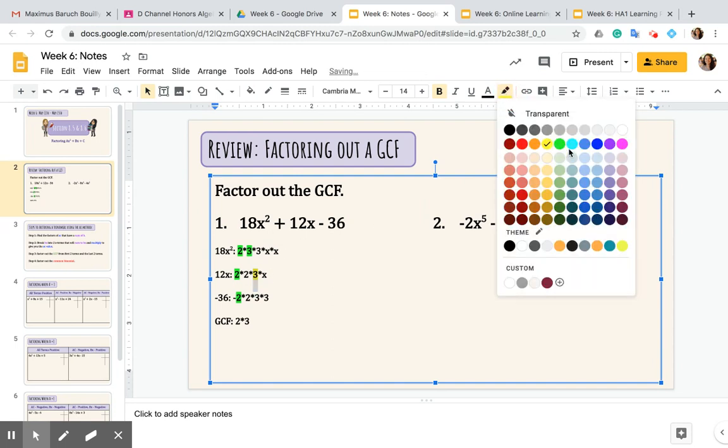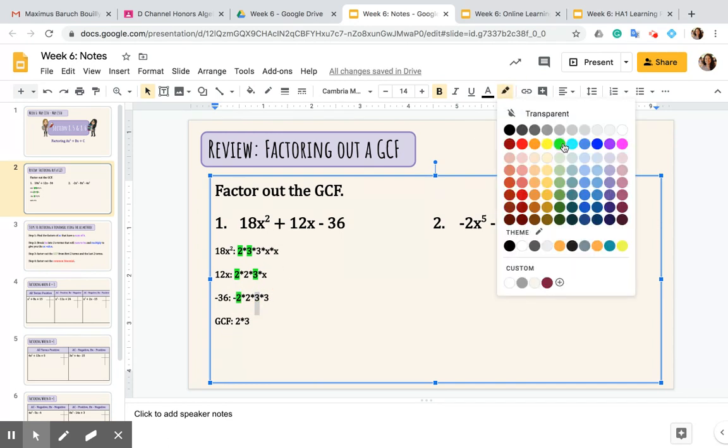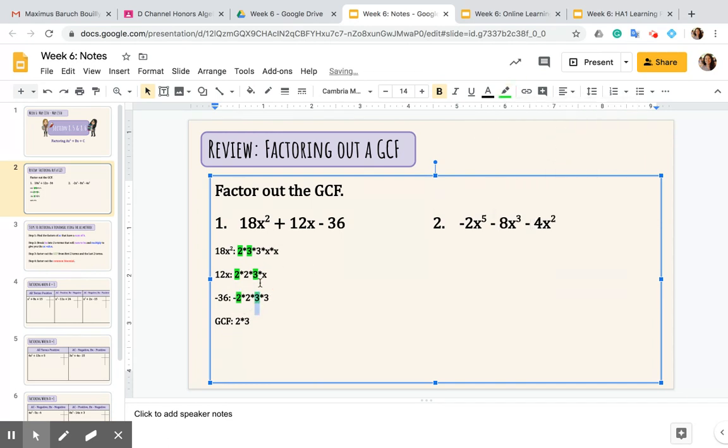Kind of a slow process, but this is kind of the foolproof way to do it. And then I can't pull another 3 out because this one doesn't have one. And I actually can't pull an x out because this term doesn't have it. So my GCF is just 6. Okay. Now I'm not done. This does not mean that I have factored. This is not factoring. This is just the GCF.